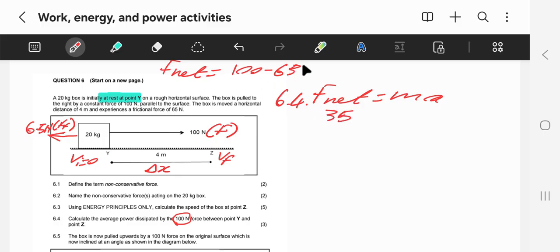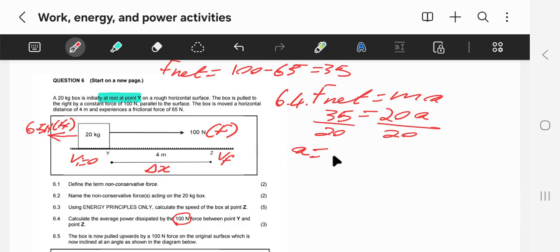So our F net is 35, which is equal to our m, the mass of this object, which is 20, multiplied by a. So we divide by 20 on both sides to get our acceleration. 35 divided by 20, the answer we get for our acceleration is 1,75 meters per second.